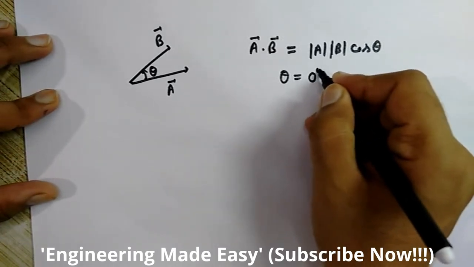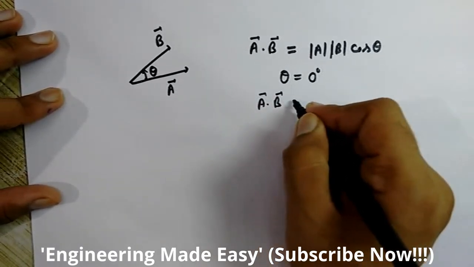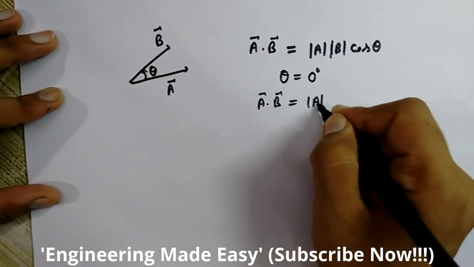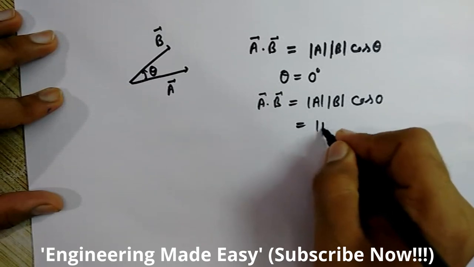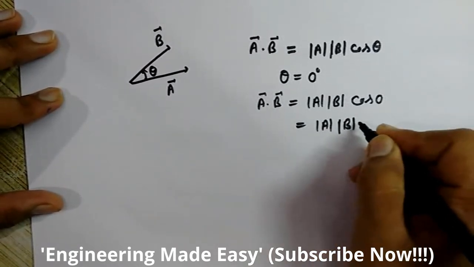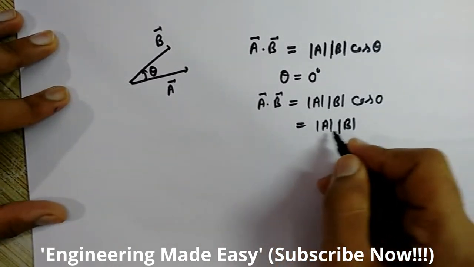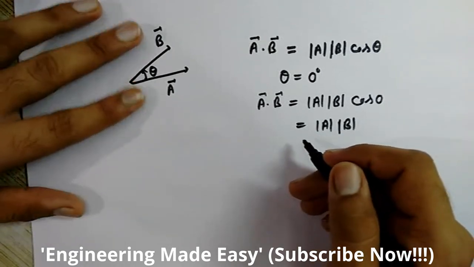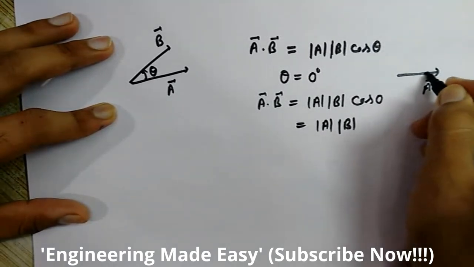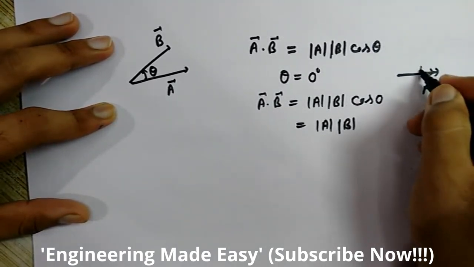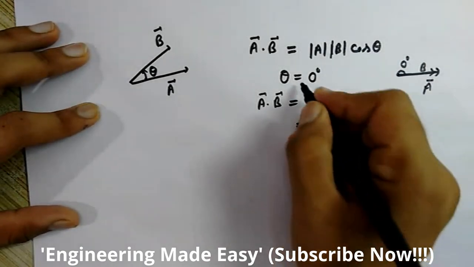If theta is equal to 0 degrees, then A dot B would be written as A into B into cos 0, which is AB, since cos 0 is 1. So it would be just the product of the magnitudes. If the angle between them is like this, vector A overlaps vector B, so here the angle is 0 degrees.